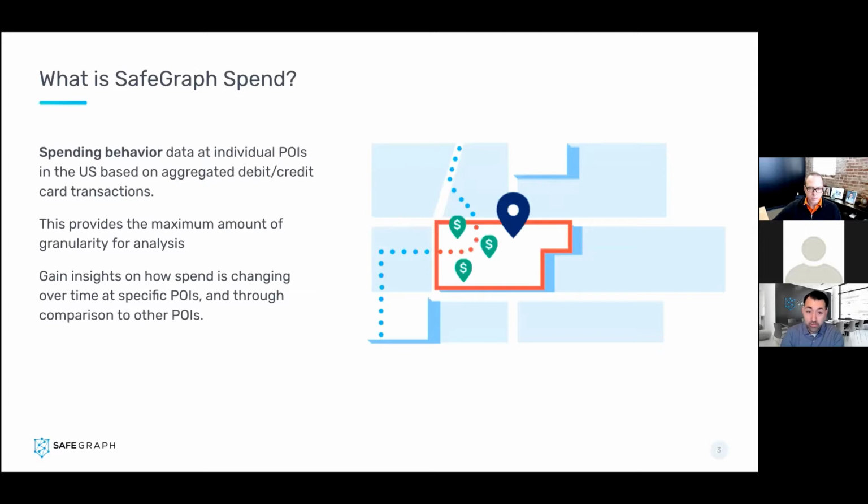You can see how specific stores are performing over time within a brand or across brands, within an industry or across industries, within a city or across cities. And of course, you can still build up from these stores to get regional or national levels of aggregation as well.